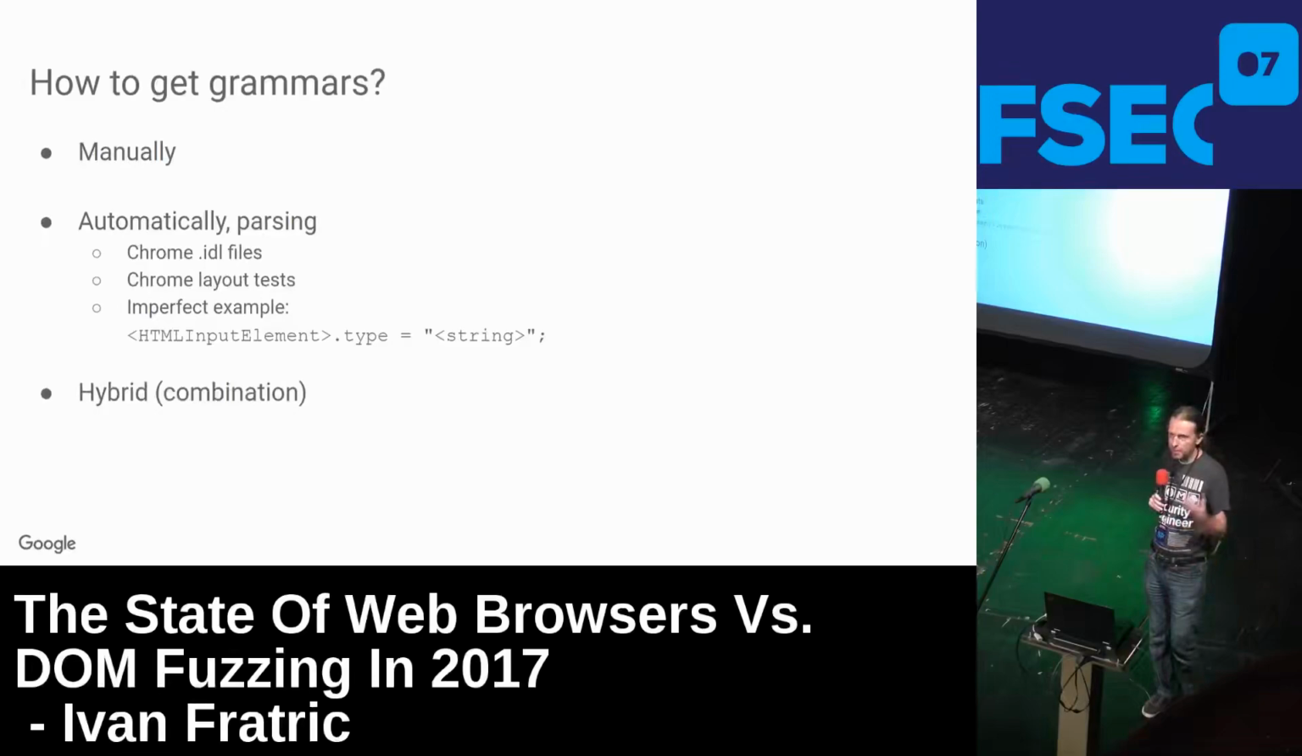One example where this makes sense is given here. For example, an automatically extracted grammar might tell you that the HTML input element has a type property which takes a string, but not any random string makes sense in the context of this property. There are in fact a limited number of strings which make sense in this context. So that's one example where an automatically extracted grammar might need improvement.